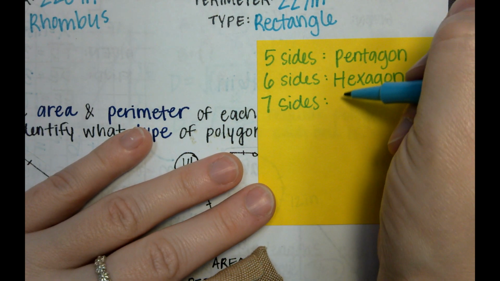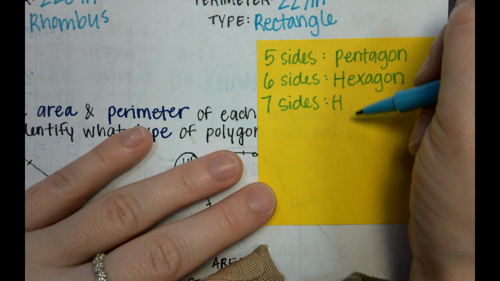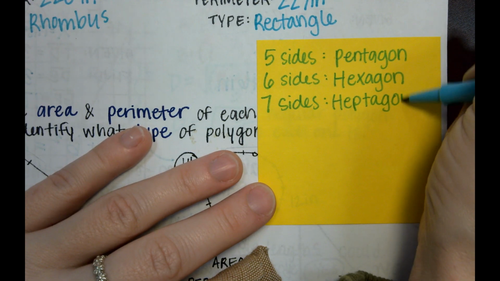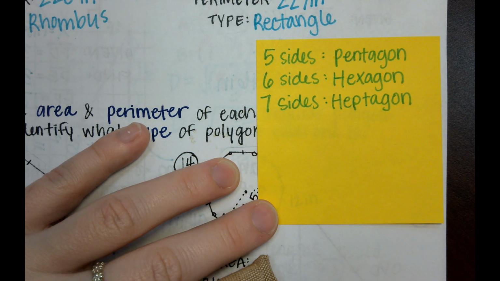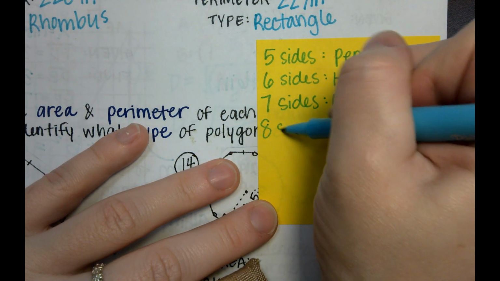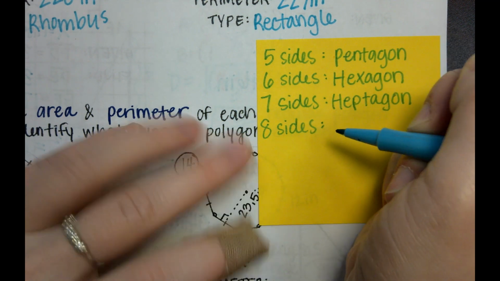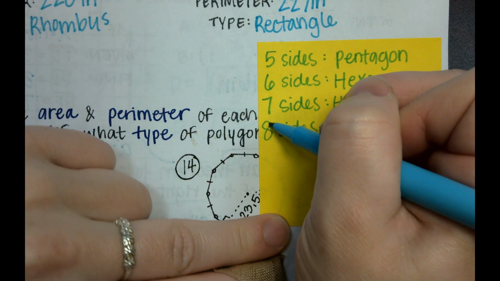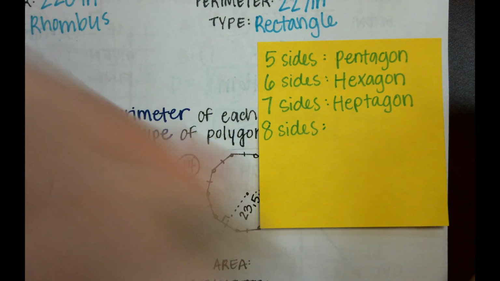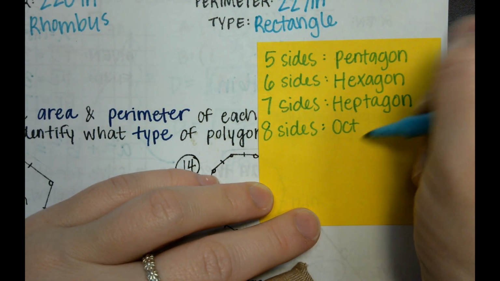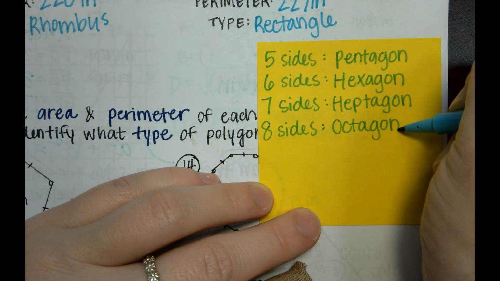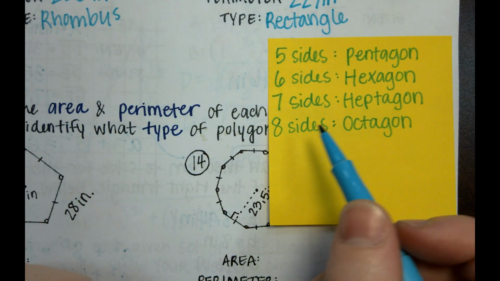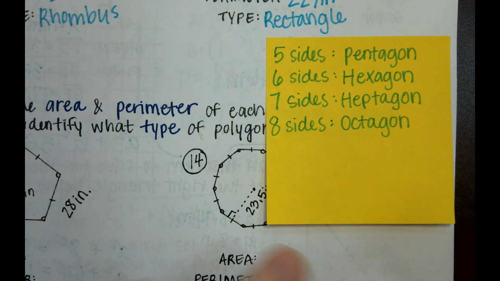7 sides, similar to hexagon, but it's heptagon. Heptagon. Now 8 sides is one that most people know because it's like a stop sign. Yes, octagon, O-C-T. Right, octagon. And something that also helps us remember 8 sides: yes, octopus. 8 arms or 8 tentacles.